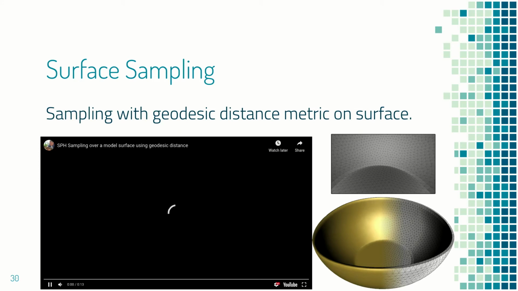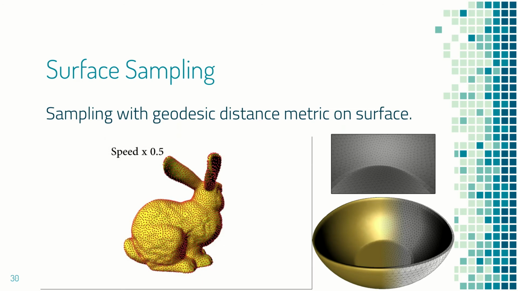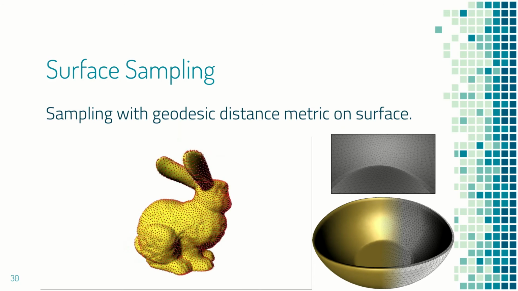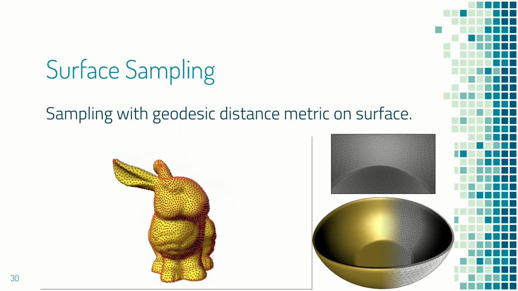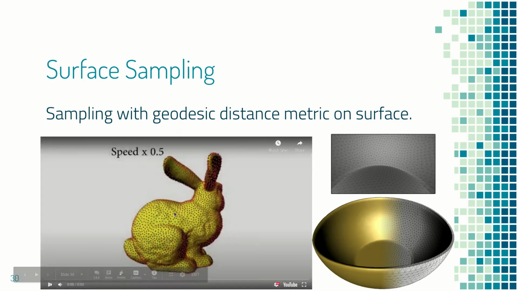So one of the first applications was to use geodesic distance and essentially run a smooth particle hydrodynamic simulation on the surface of a piece of geometry. So you can see there in the bunny, we start out with a random distribution and very quickly, well, relatively quickly, it converges. I think that is slowed down so you could see it.